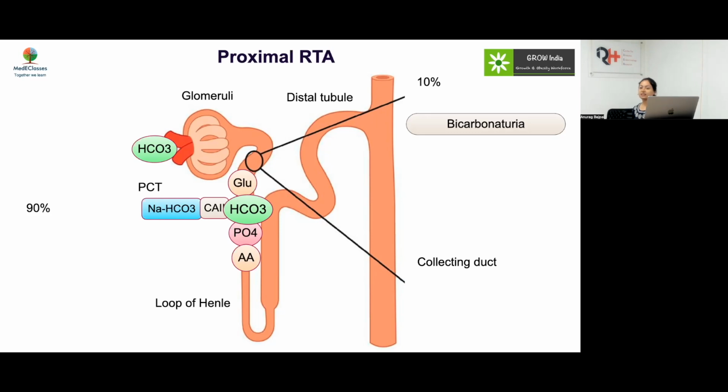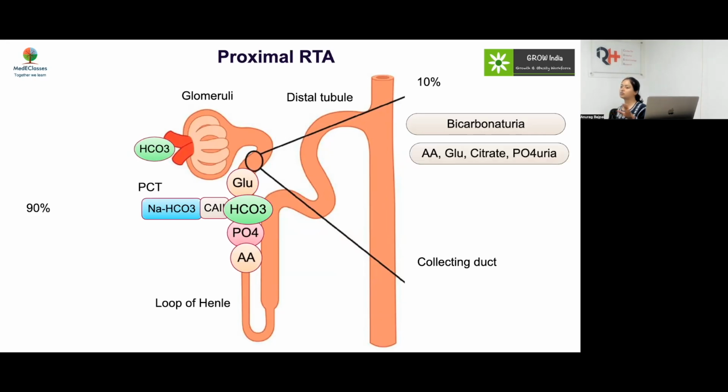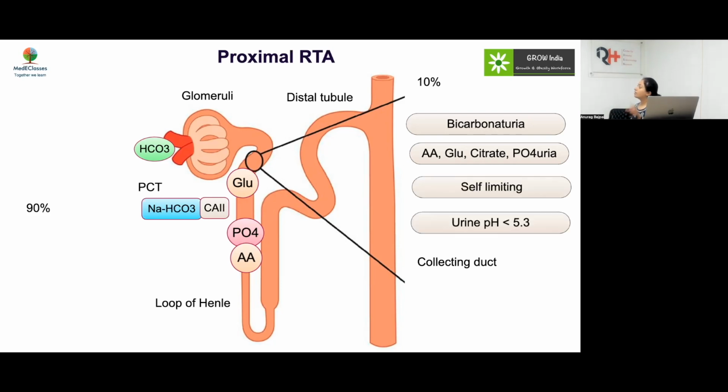As we've already seen, there is a threshold beyond which bicarbonate will not be lost. So once your bicarbonate falls to 12 to 15 millimoles per liter, beyond this value your bicarbonate will not fall, and your acidosis will be self-limiting in proximal RTA. Since the distal acidification is intact, your urine pH will be less than 5.1. This is what differentiates proximal RTA from distal RTA.